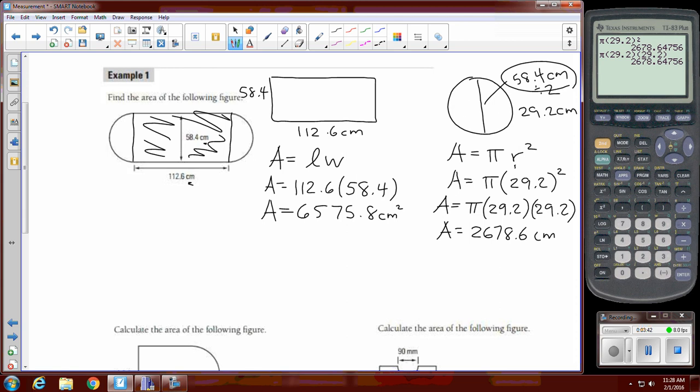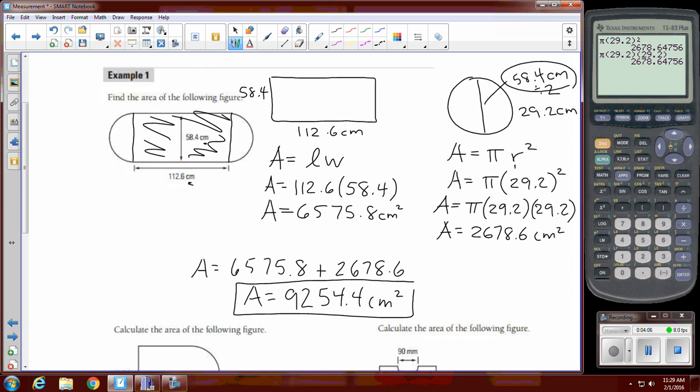So we'll say the area is 2678.6 square centimeters. Now the total area of this shape is just adding up these two. So there's the rectangle, add up that complete circle that we pushed together, and we get a total area on this shape of 9,254.4 square centimeters. So we found the two separate shapes and then added them together.